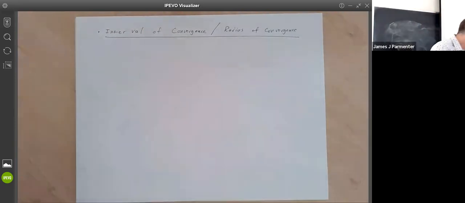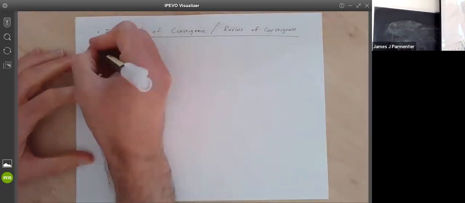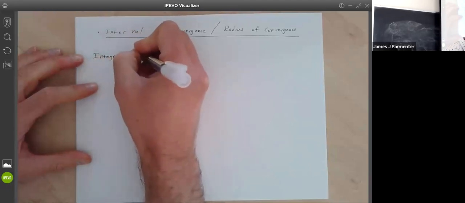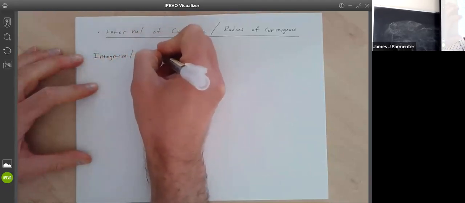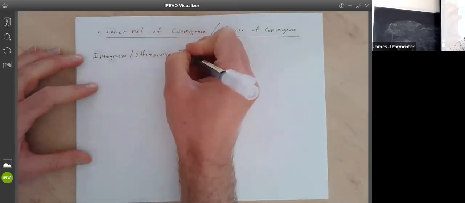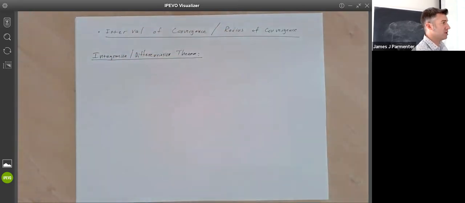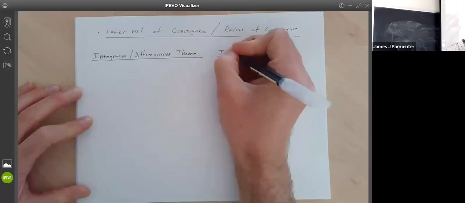All right. And so kind of the first thing I want to make you aware of or remind you of is the following. And that's the integration slash differentiation theorem, which basically just says the following. If you integrate or differentiate a power series that converges for some radius of convergence, the derivative or the integral will also converge for the same radius of convergence. So let's write it out.